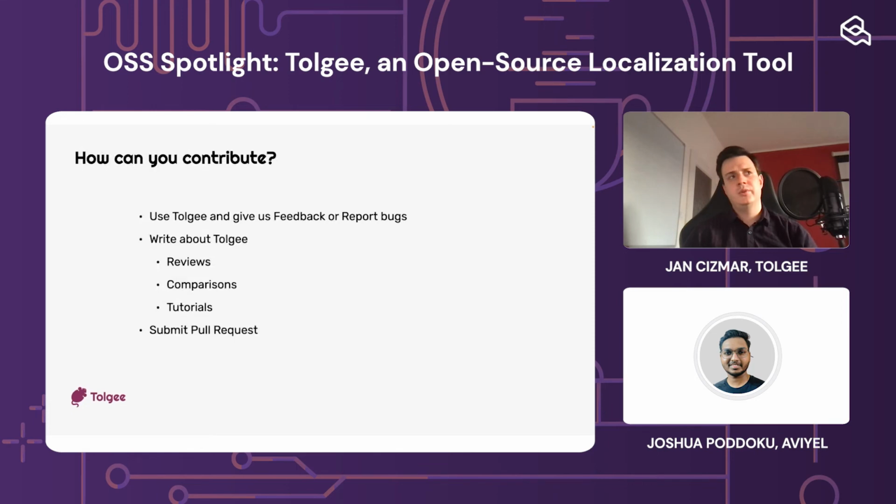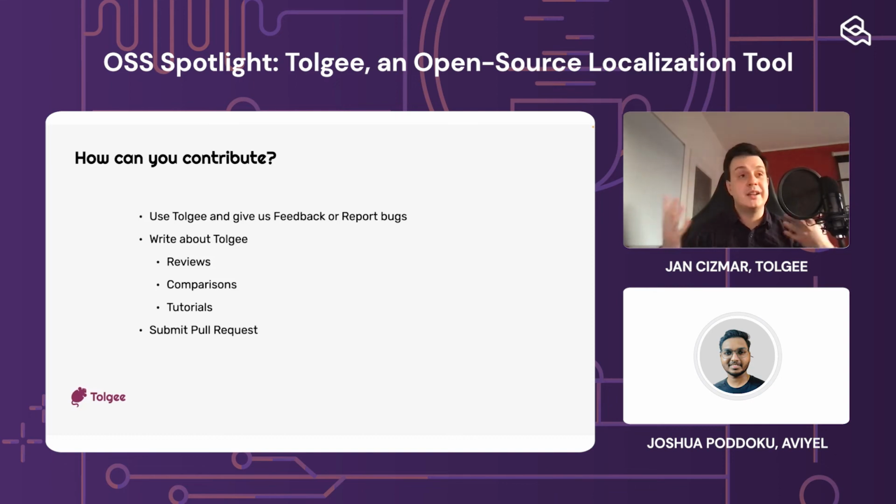So now, how you can contribute. There are many ways how you can contribute to any open source project. First of all, you can use Tolgee and give us feedback. We really want to hear your feedback, and if you have any enhancement, any bug report, anything we can make better to make you feel better with Tolgee, then just tell us, because we really want to know, and don't be afraid. You can also write about Tolgee, which would be really cool.